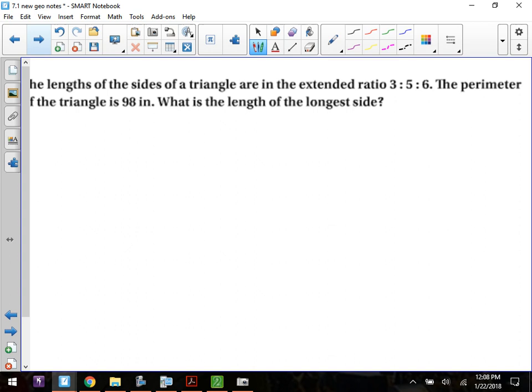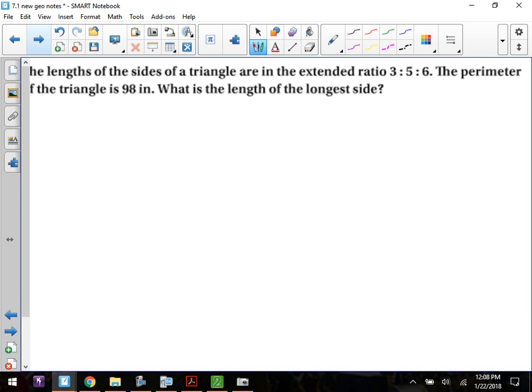Here, you guys try this one. This is a perimeter one. It's a perimeter problem where you have the ratios of the sides of 3, 5, and 6. It gives you the perimeter, and then it asks you what's the length of the longest side.